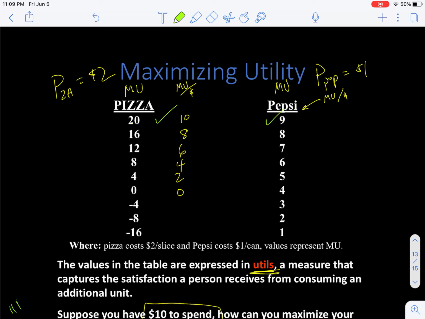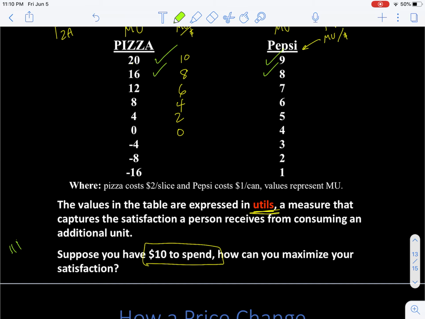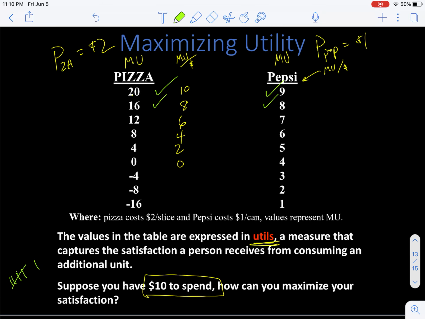What should I buy next? Pizza or Pepsi? Which gives me the most bang for my buck? Well, it turns out they both give me 8 units of happiness per dollar. Right? So I could buy either one. As it turns out, I have $7 in my pocket, so ultimately I can get both of them, right? I'll buy a slice of pizza and a Pepsi, and that's another $3, right? So 1, 2, 3. So it looks like I spent $6 total.